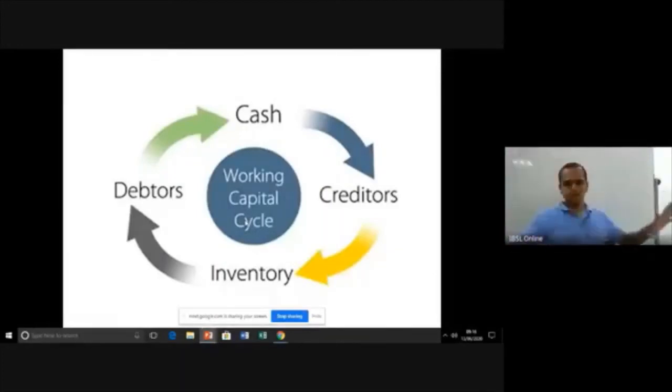It's a cycle, right? You buy products, sell, collect the cash. So it's a cycle, it continues. With the cash, you buy further products and continue to sell. Right? You buy on credit, you store it, then you sell it on credit, and you collect your cash. Right? Eventually, at some point, you pay your creditors also. That's called the cash conversion cycle, or the working capital cycle.